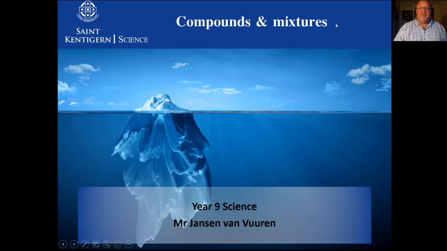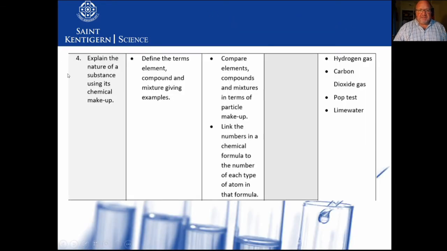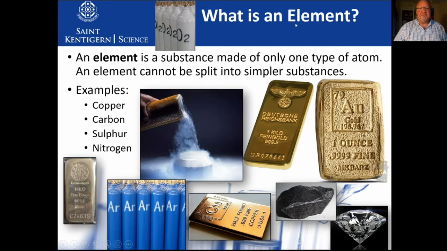Okay, and today we're going to talk about compounds and mixtures. So the specific learning outcome number 4 is define the terms element, compound, and mixture, and be able to give examples. And for merit, you can compare elements, compounds, and mixtures in terms of particle makeup, link the numbers in a chemical formula to the number of each type of atom in that formula.